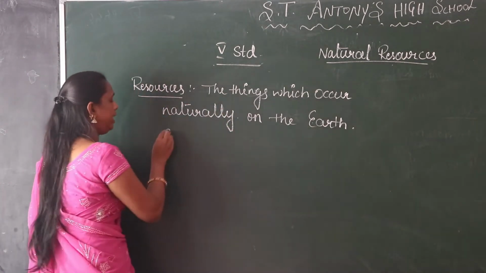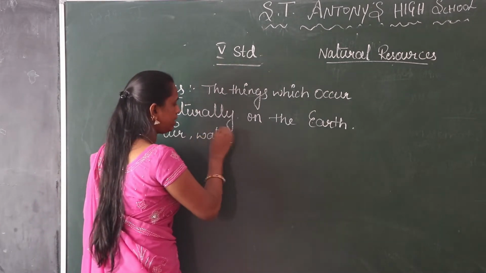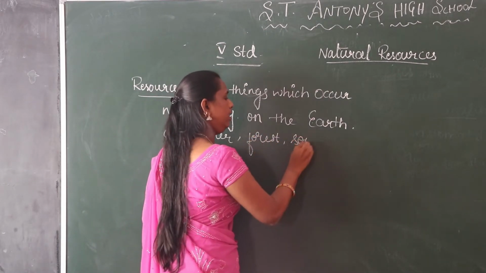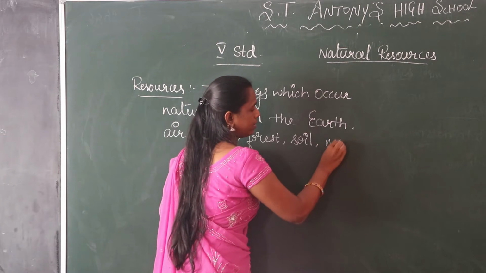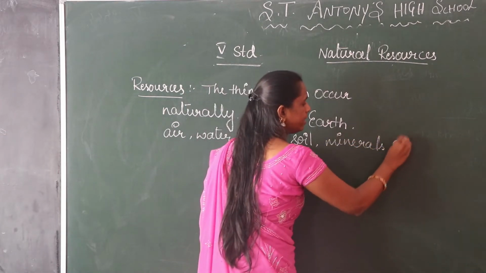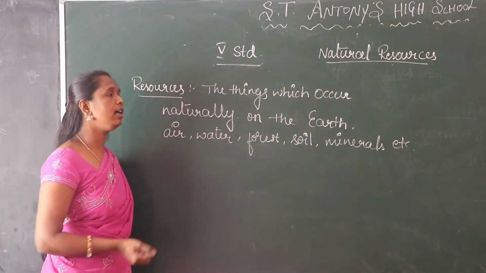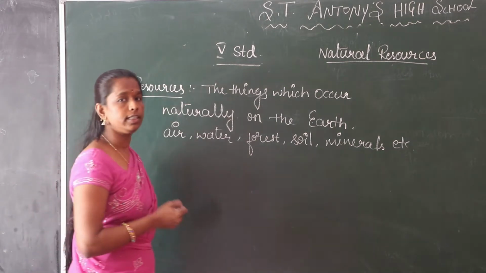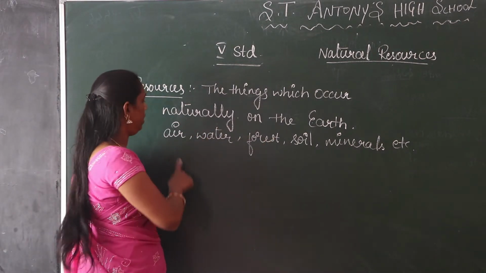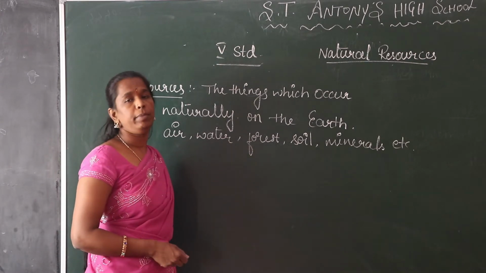For example, air, water, forest, soil, minerals, etc. Resources means the things which occur naturally on the earth. For example, air, water, forest, soil and minerals.